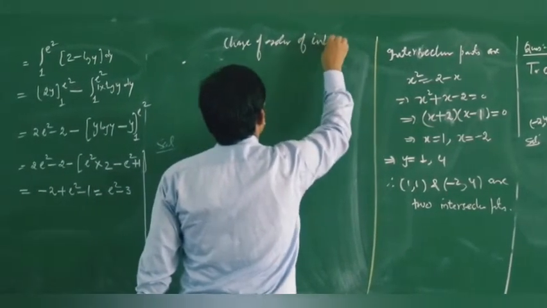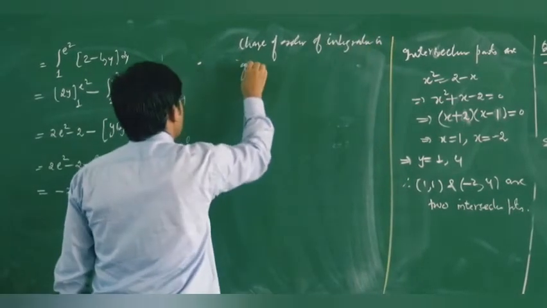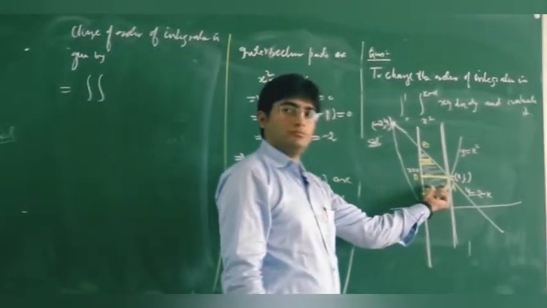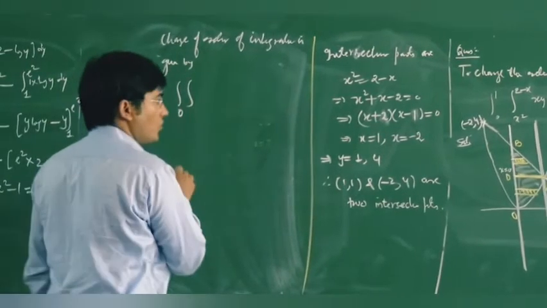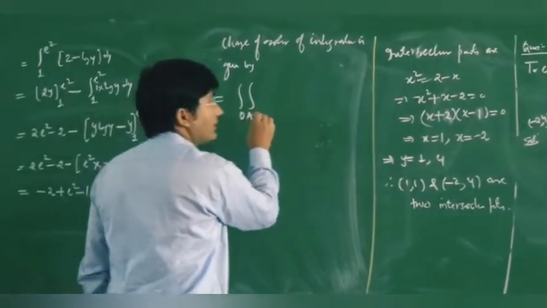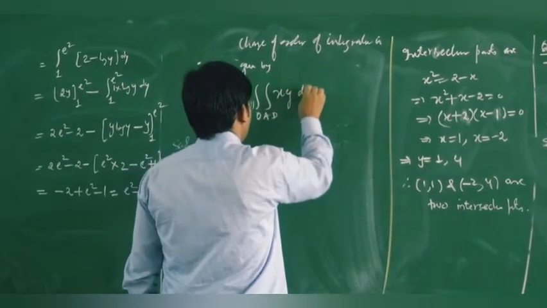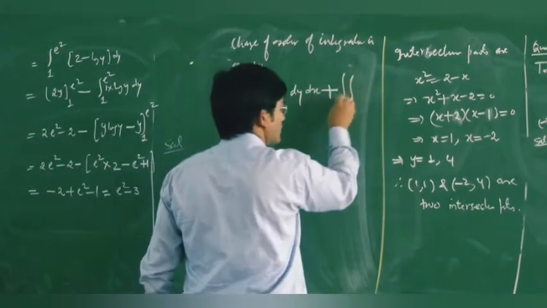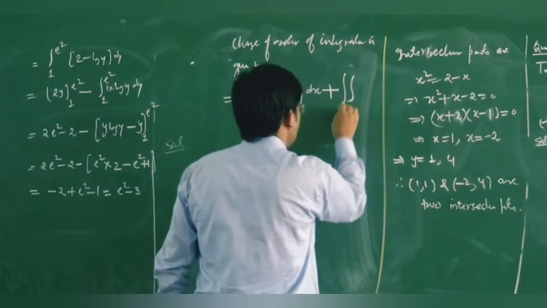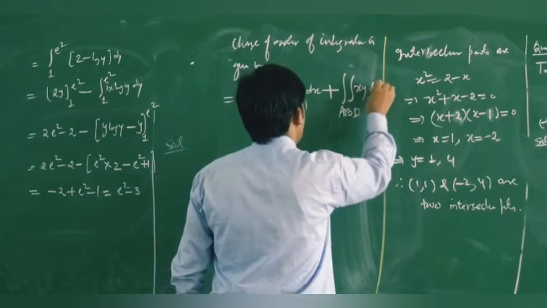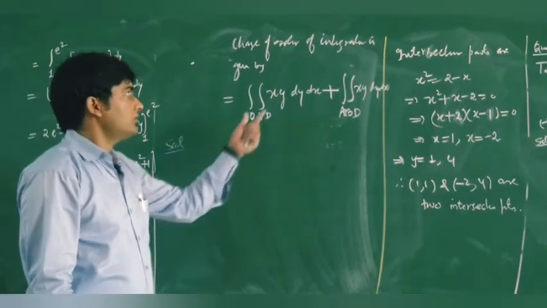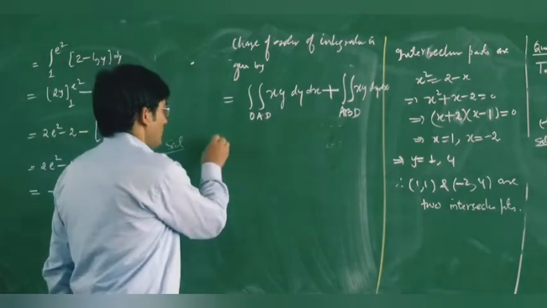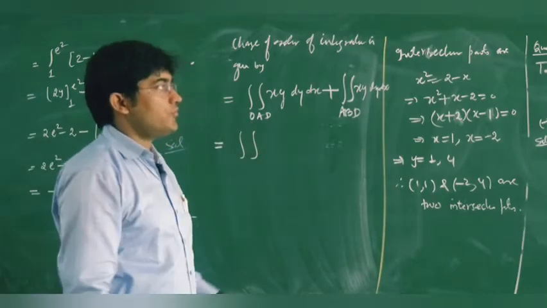the double integral. Now we will have two regions of integration. One will be your OAD, and then in the bracket we have the function xy, and now this limit will get changed, so we will have dy dx. Then the second region is your ABD, and then again we have xy dy dx. So we have done the change of order of integration. Now let us find out the limits. Initially our limits were in terms of x.